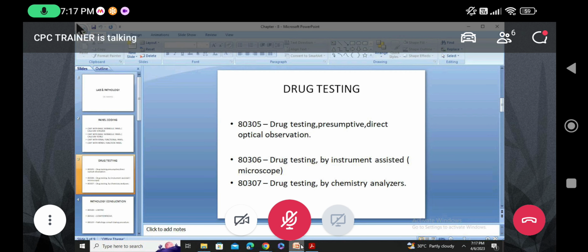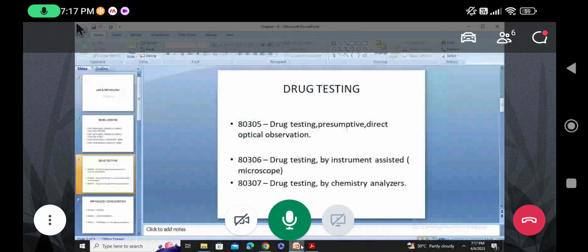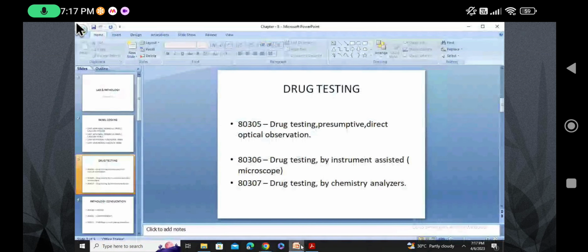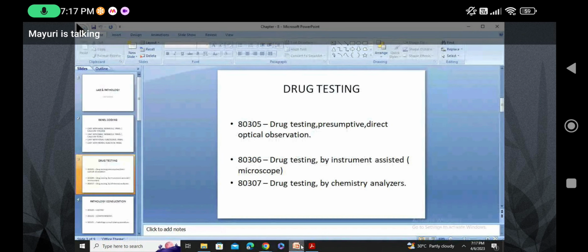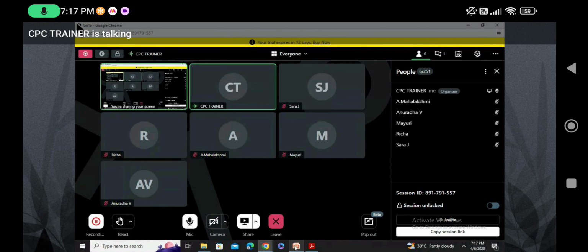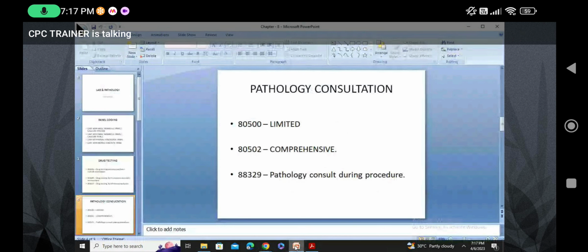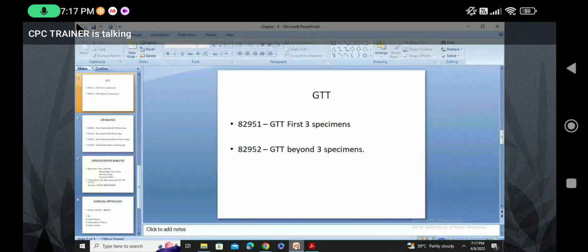Once you note it down, please update. Okay, I hope you are completed. Yes, please note down GTT, guys. Next one.